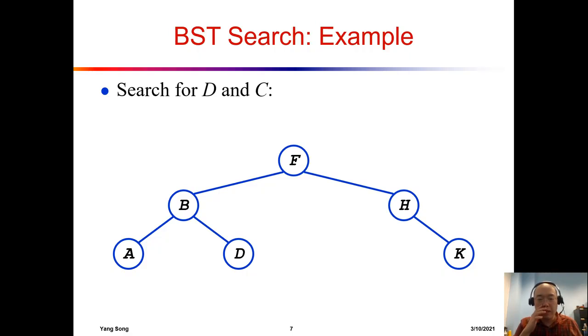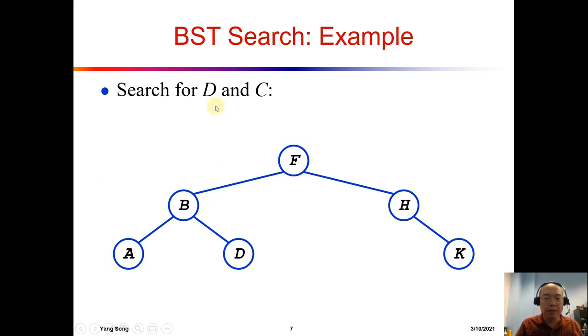Let's say we are looking for D, and we compare D with the tree root, which is F. F is greater than D. What does that mean? It means that if D exists in this tree structure, it can only exist in the left subtree. So we go to the left side and continue the search.